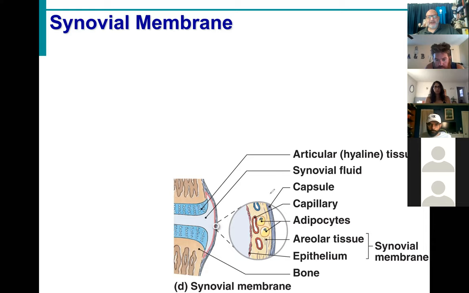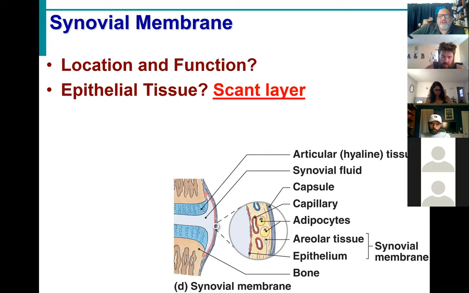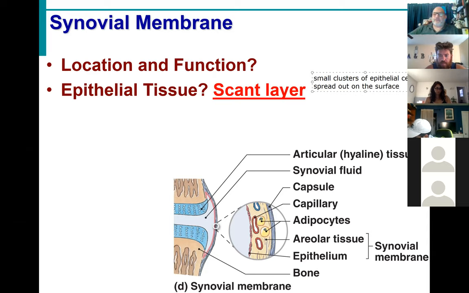But notice they've taken a high magnification illustration of this. And when you look at the epithelial tissue, does it really look like any of the epithelial tissues we've talked about? Notice there's a cluster of cells here and a cluster of cells here and a cluster of cells there. This is not a true epithelial tissue. Instead, it is what we call an irregular layer with clusters of cells, which is a lot of words. So we can also just abbreviate that to say it is a scant layer. It's not a true complete epithelial tissue. It's a scant layer, which is basically just a fancy way of saying there are small clusters of epithelial cells spread out on the surface. So you can either say small clusters of epithelial cells spread out on the surface, or you can just say that it's a scant layer.